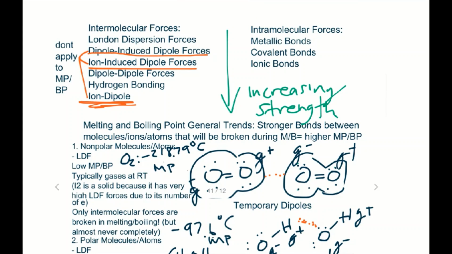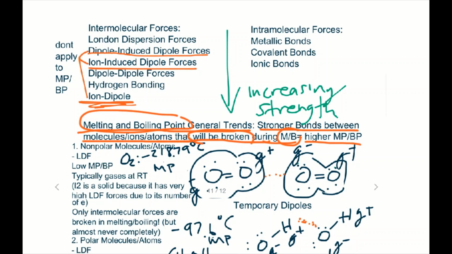Here's a list reviewing all the forces that we just talked about, and we will now talk about the melting point and boiling point trends for compounds that contain these types of forces. Note that stronger bonds between molecules or ions or even atoms that will be broken during melting and boiling corresponds to a higher melting point or boiling point. So we are going to focus on the bonds that will be broken during melting and boiling, and those will be the forces that we consider when we consider whether it has a high or low melting point.